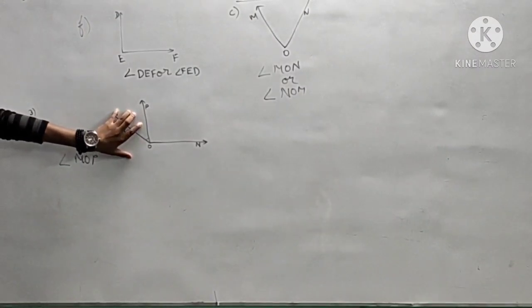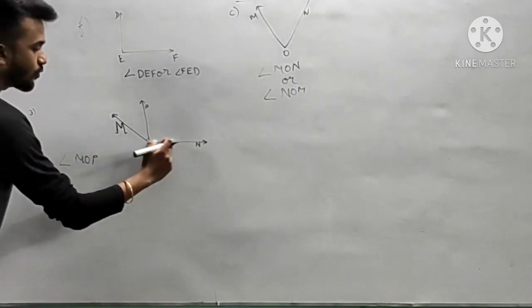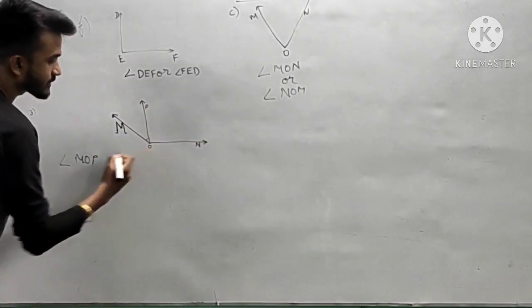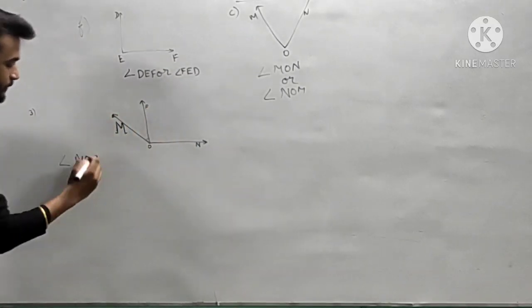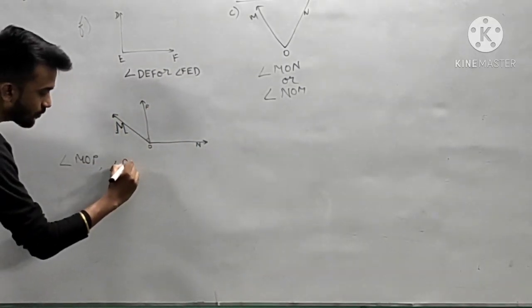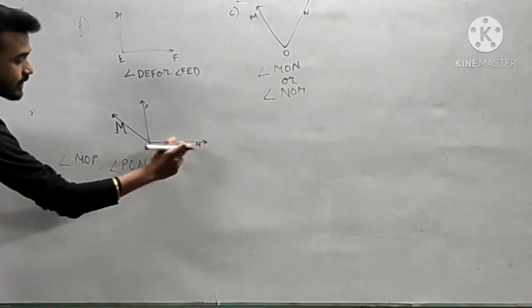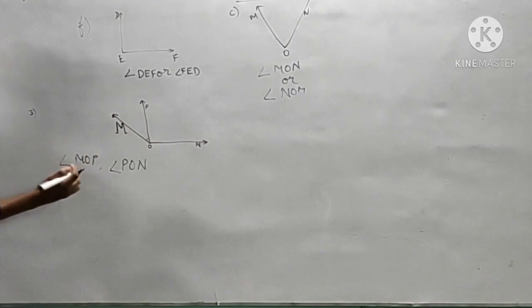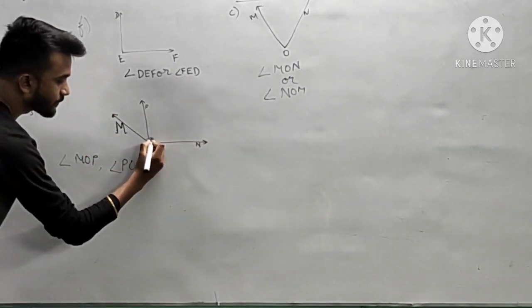Just forget that OM is not present here. So what will it be? ON is another ray, OP is another ray, and O is the common vertex. So that means PON is another angle. PON, or you can also write NOP. That doesn't matter. PON or NOP, they are the same angle. They will represent the same angle.